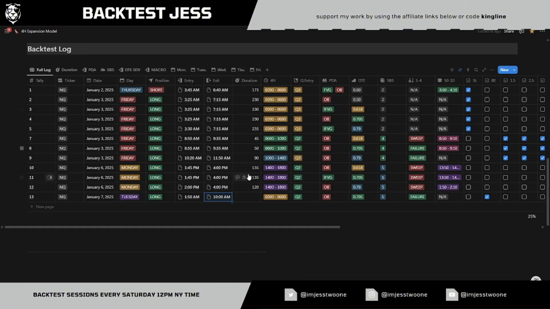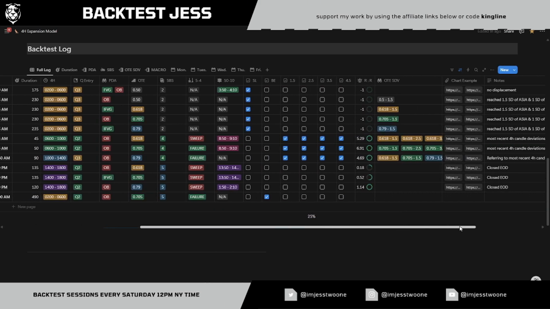10 a.m. was when we closed that. This was a long trade. That's 8 hours and 10 minutes. 8 times 60, 480, plus 10, that's 490 minutes. That would have been a long hold.